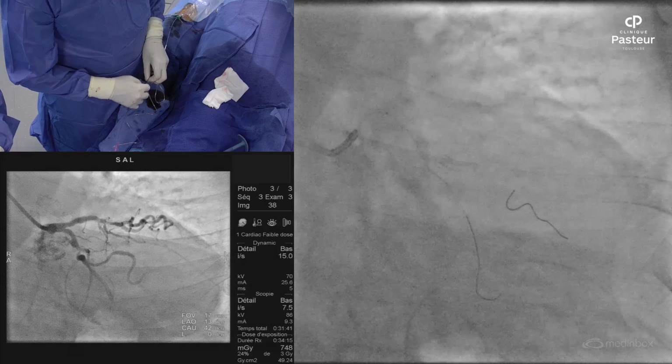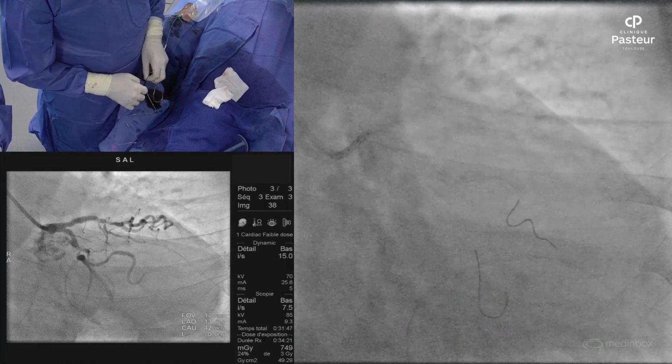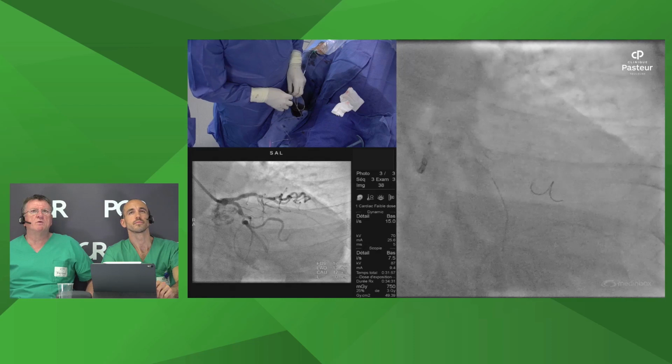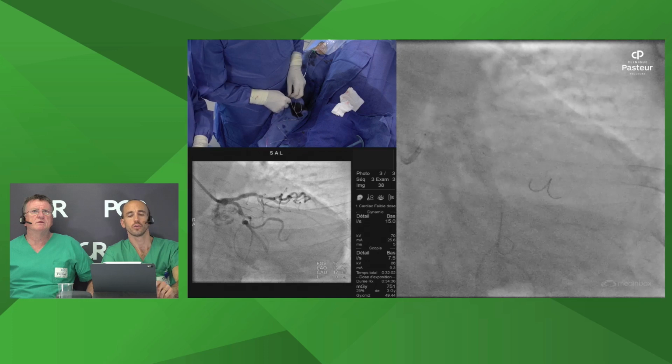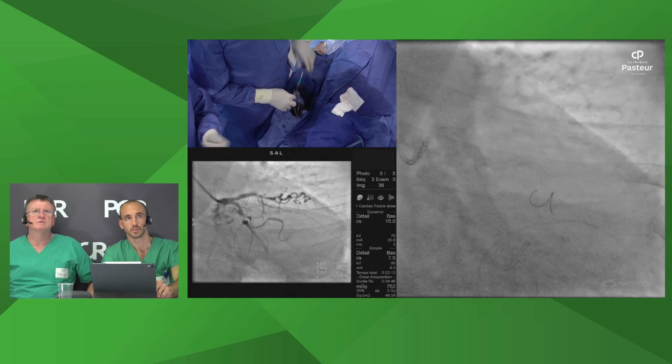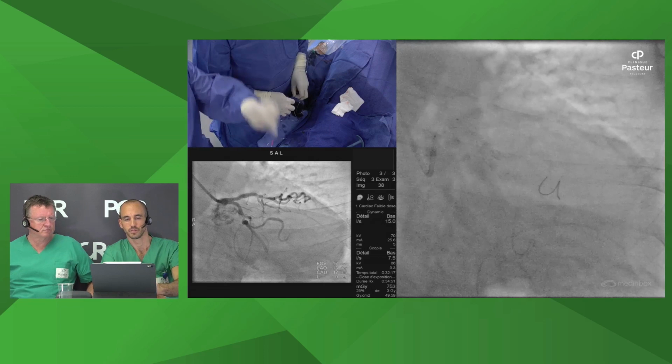Would the balloon track on the other wire? That will tell you, won't it? If it tracks on the other wire, you know your first wire must be outside. The other wire, the OM1 wire, this one is the right one. If you choose a smaller balloon... No, I think that normally you should not have difficulty here. If you use a smaller balloon, you can increase the problem. Yeah, I will not use a smaller balloon. If I have difficulty crossing through the struts of the stent, maybe. At this stage, no.